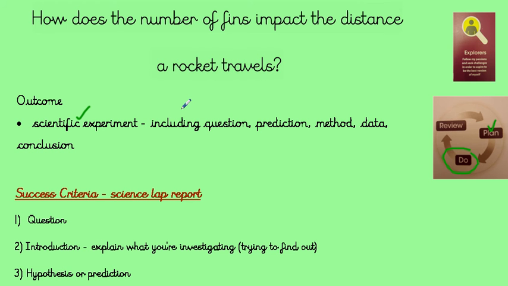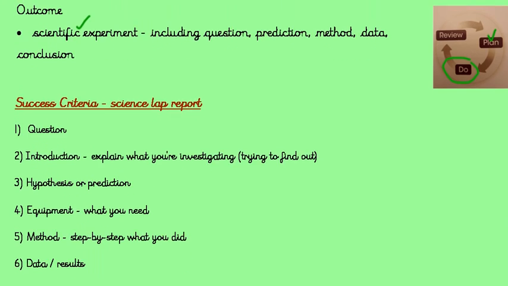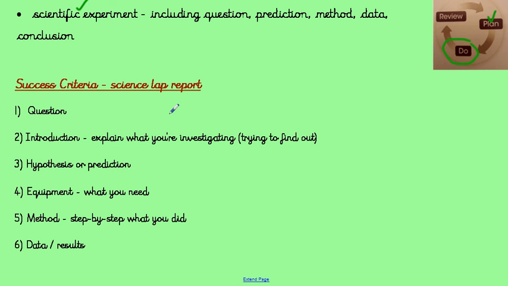And then your second outcome, or part of that, sorry, was to create a science lab report, which includes your question, your prediction, your method, data, and a conclusion. So a science lab report then, I've got a success criteria here for you. And this could be done on one piece of paper or in your book.